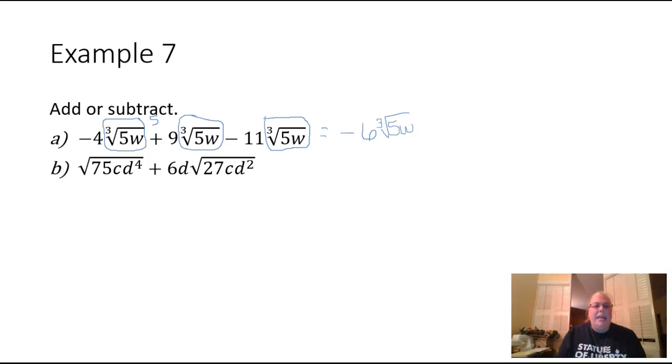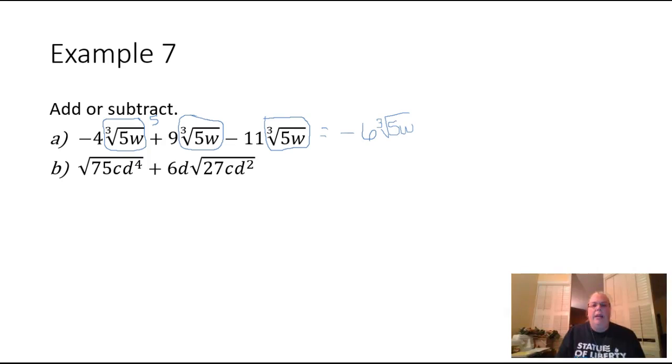If we take a look at B, though, I do have the same index. They're both 2, but the radicands are not the same. But sometimes we can simplify them and make them look the same. So keep in mind that if they're unsimplified, you have to simplify them because you may be able to combine them. If they're simplified and they don't look alike, you can't add them. It's like adding x plus y. You can't combine those. And so your simplified form of x plus y is just x plus y. It's the same thing with radicals.